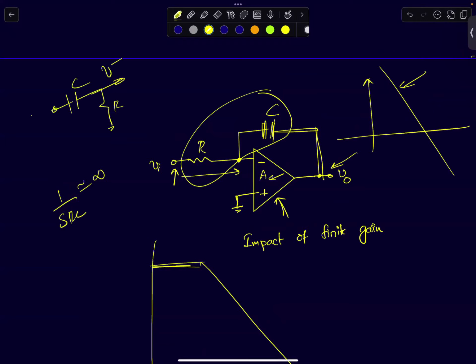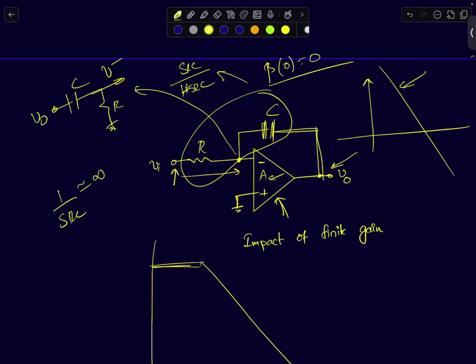This is V minus, this is V naught. I'm just drawing this part here. If you look at the feedback network, beta is a high pass filter, so it is SRC by 1 plus SRC. So the DC gain of the feedback is 0. Beta of 0 is 0. Because the DC gain is 0, loop gain is also 0, because I've assumed a finite forward path gain. Therefore, I can ignore its negative feedback action altogether.